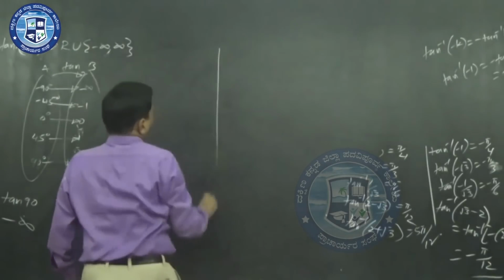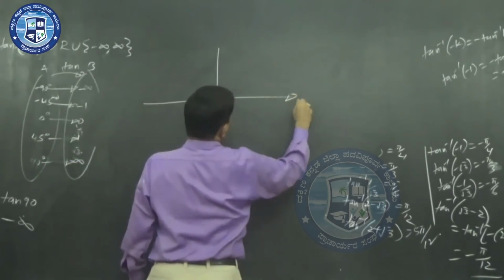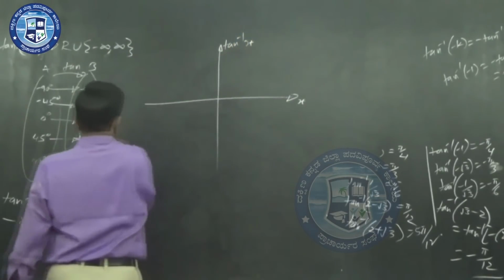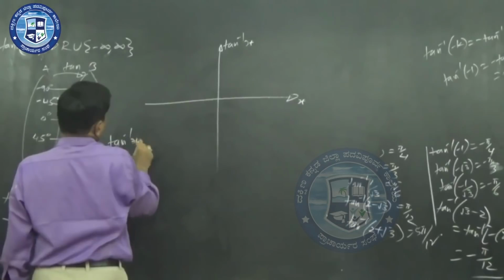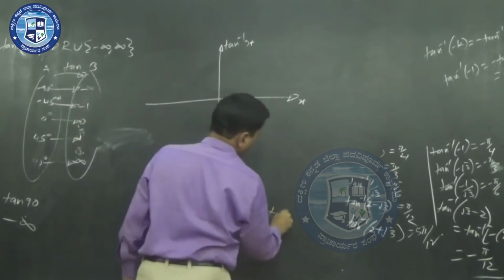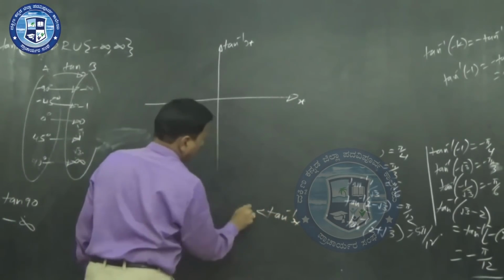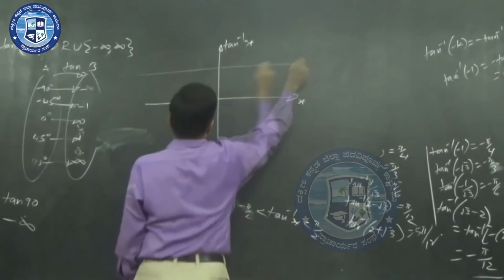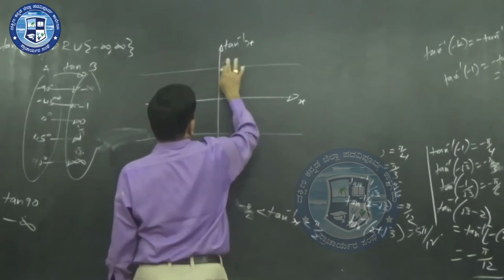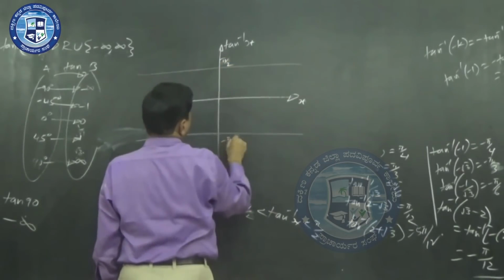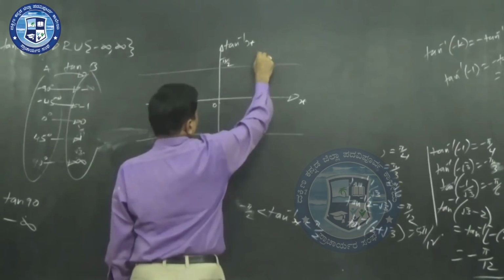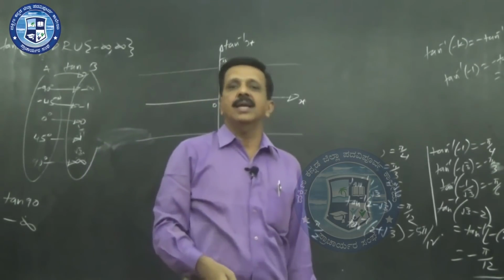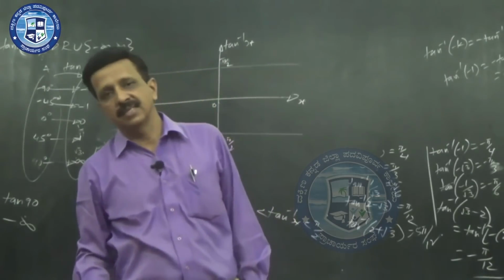Okay, we will try to draw the graph of tan inverse x versus x. This is x and this is tan inverse x. And just now you have written, tan inverse x is an angle which lies between minus pi by 2 and plus pi by 2. Maximum value is pi by 2, minimum value is minus pi by 2. This is pi by 2 and this is minus pi by 2, 0. And you can't draw a vertical line, unlike in the case of sin inverse x and cos inverse x.